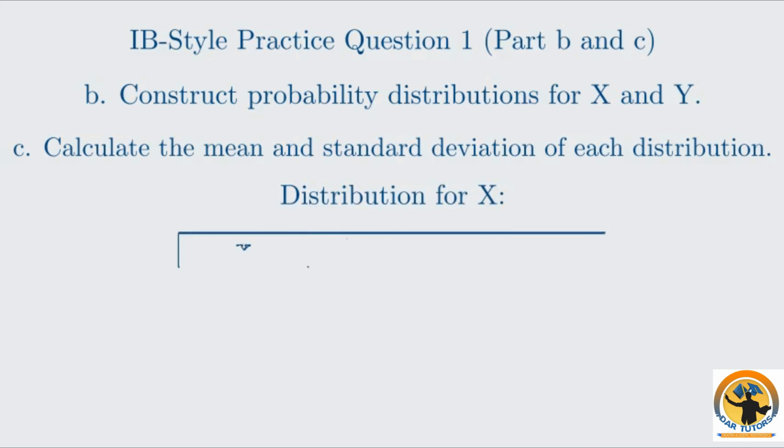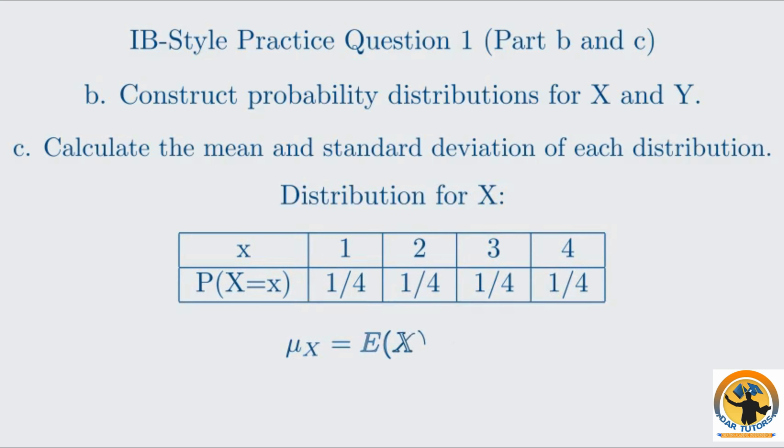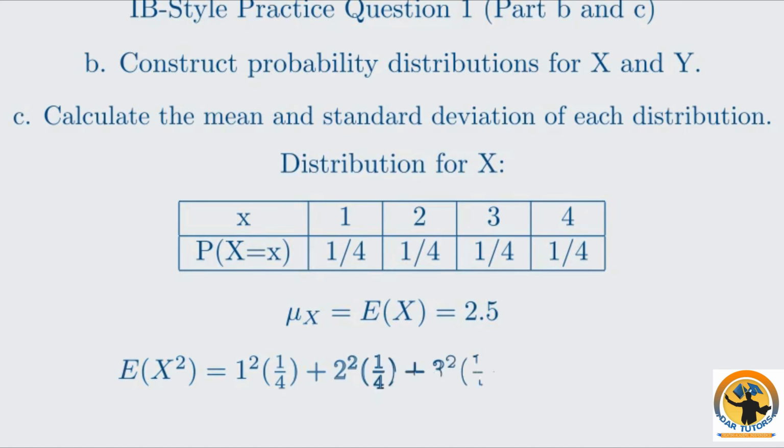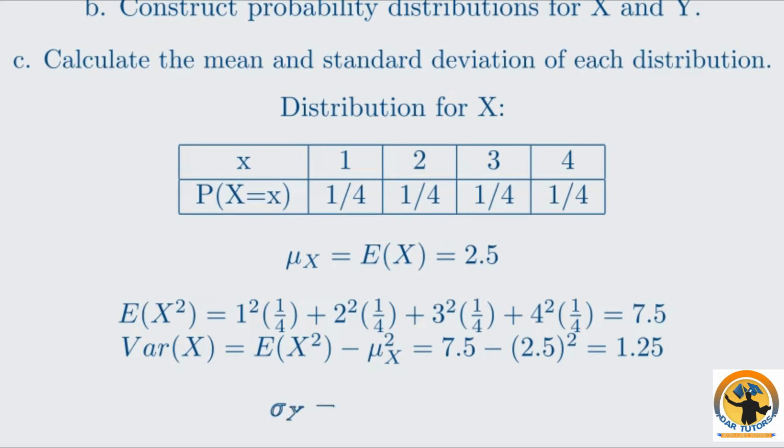The values are 1, 2, 3, 4, each with a probability of 1/4. We can calculate the mean and variance. The mean is 2.5. The variance, using the alternative formula, is 1.25. The standard deviation is the square root of 1.25, which is approximately 1.118.